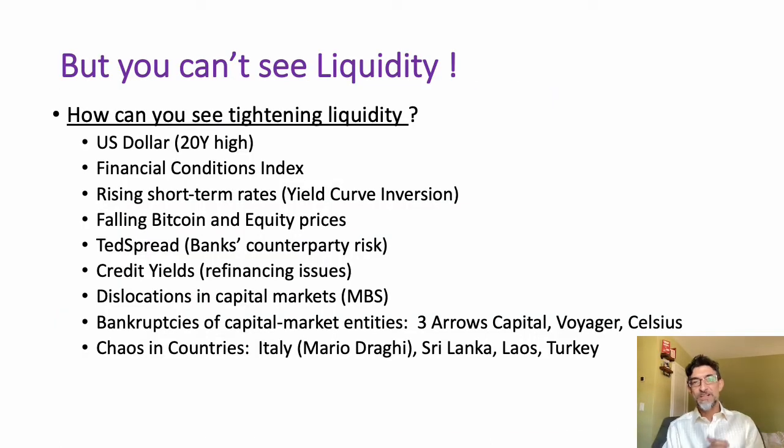But you can't see liquidity. So here I've listed some examples from the past and present. Some of them are concrete examples, some of them are indirect examples, but these are ways of determining, so-called seeing, liquidity. The first two I'm going to skip for now. We're going to talk about them later. So let's go to the third one.